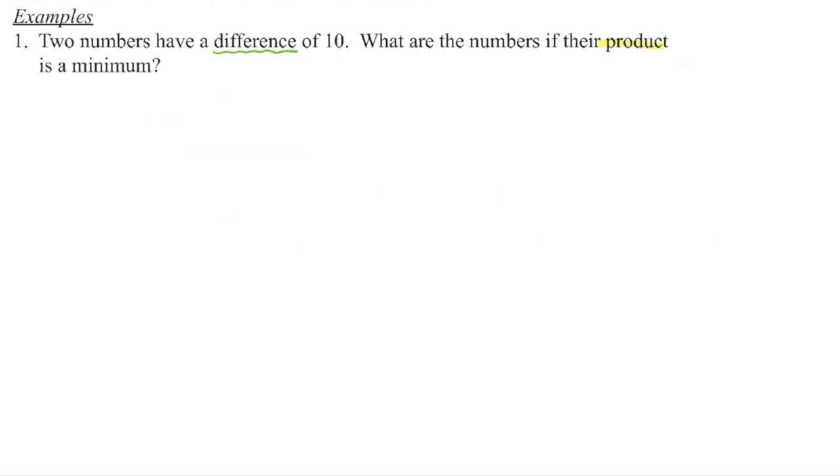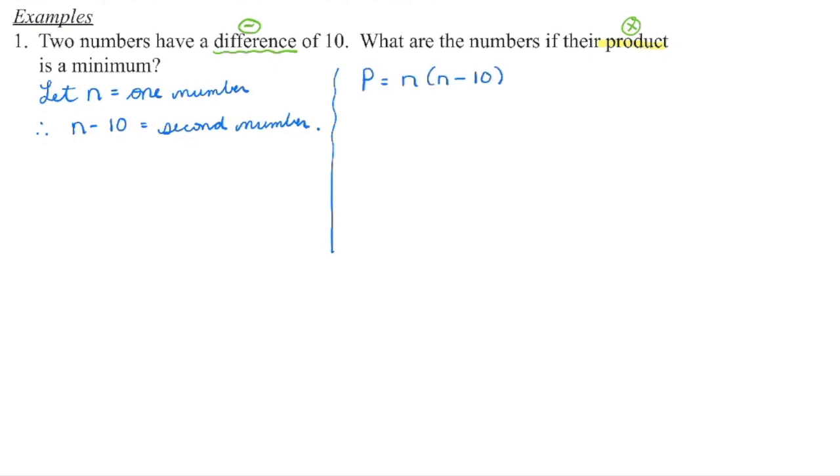Okay, so let's set this up here. We're going to choose a variable to represent one of those numbers. And then from that number, we're going to subtract 10 in order to get the second number. Now we are also told that the product of those numbers is going to be a minimum. So we're going to go over here and say the product of those numbers, so we're going to multiply them together. And we can see once I distribute this n in that we do in fact end up with a quadratic function.